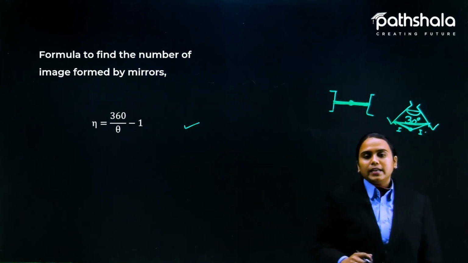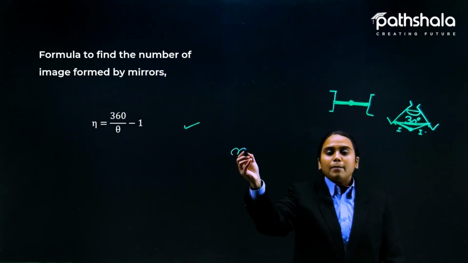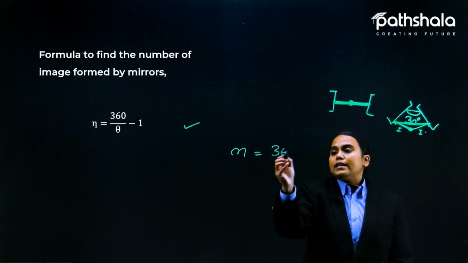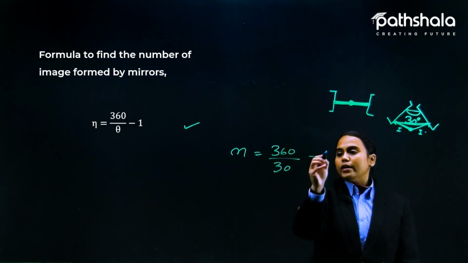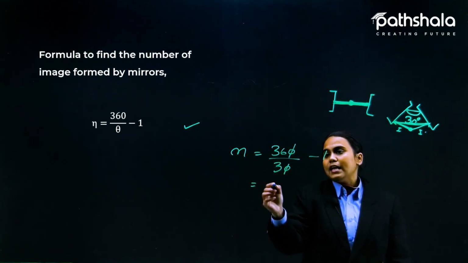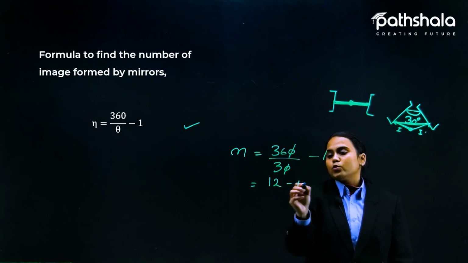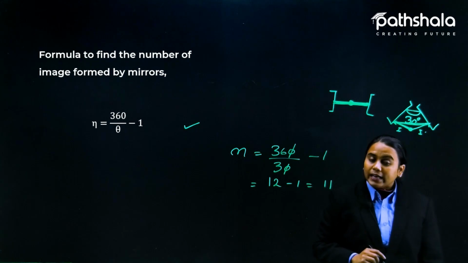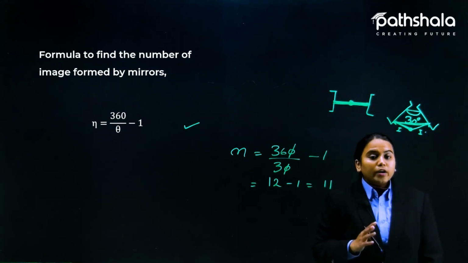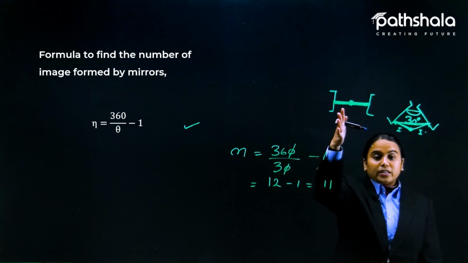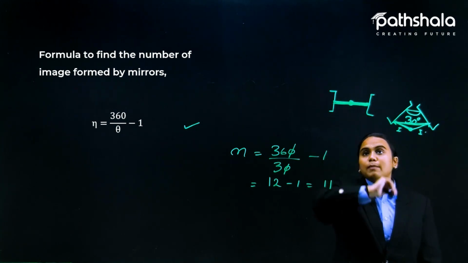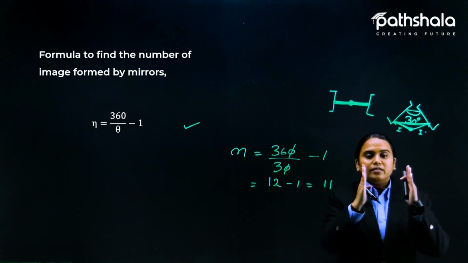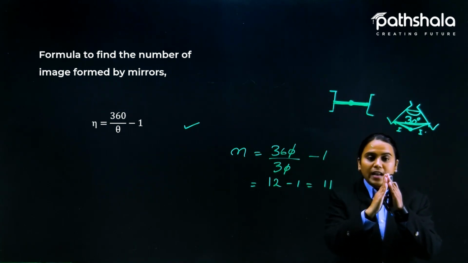Now because the angle is 30 degrees here, the number of images formed in this case would be 360 divided by 30, minus 1. The 0s cancel, and that gives you 12 minus 1, that is 11. So in this particular case you will get 11 images. What if we put the mirrors like this, in front of each other? That would make what angle? Yes, they can overlap each other.